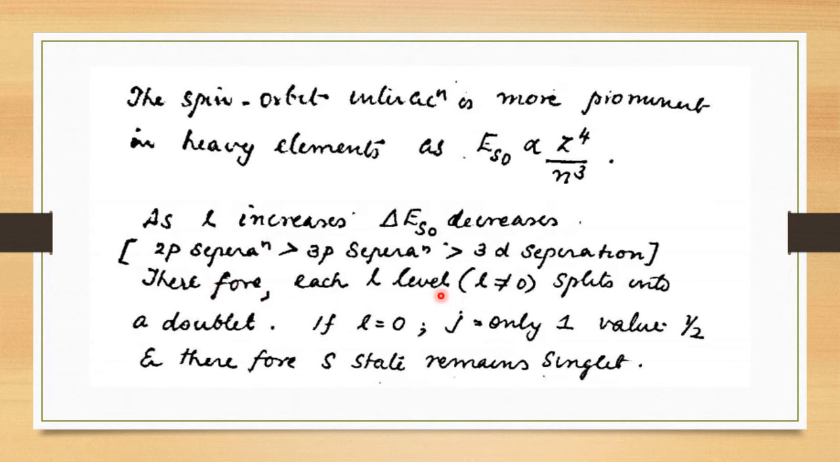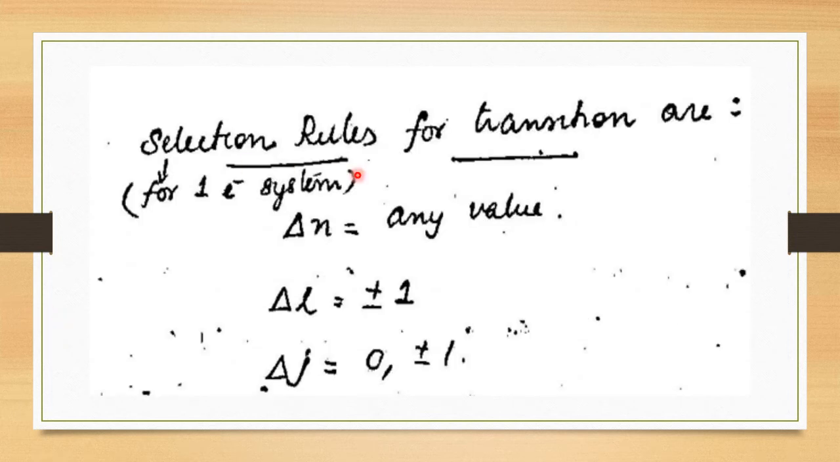Therefore, each L level other than L equal to 0, each energy level for a given L, is split into a doublet. Okay, so if L is equal to 0, J has only one value, that is half, and therefore the S state remains a singlet. For all other values of L, it splits into a doublet, for what type of elements? With one electron in the outermost shell.